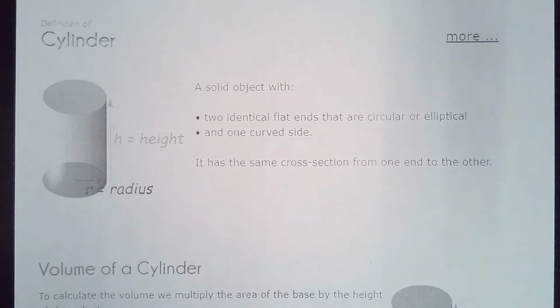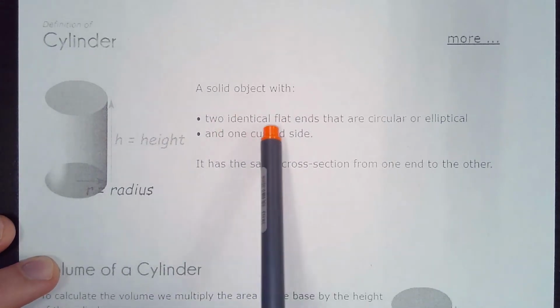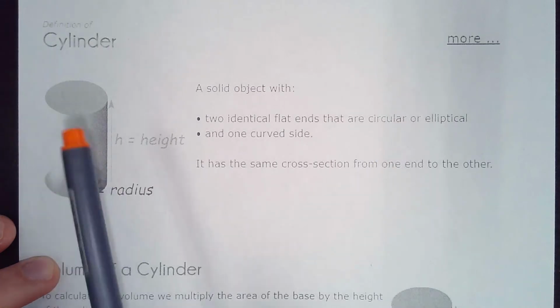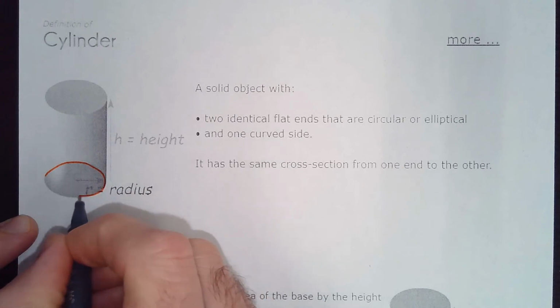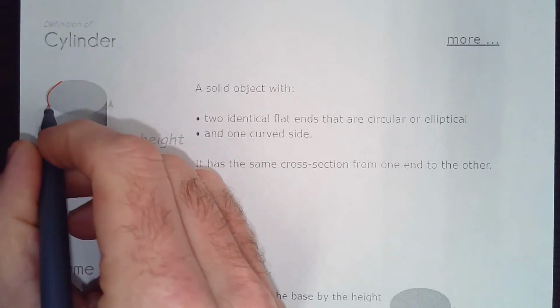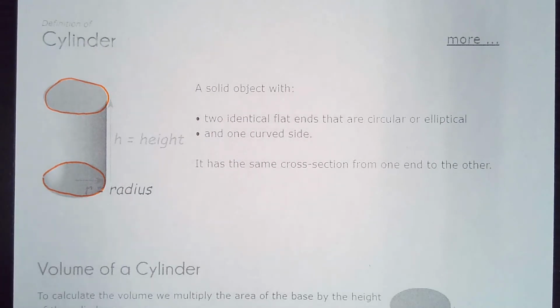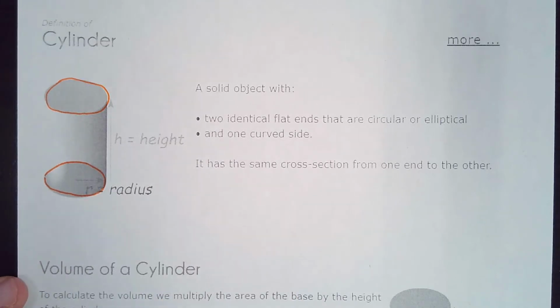So first of all, let's remind ourselves what a cylinder is. A cylinder is a solid object with two identical flat ends that are circular. So two circles that are exactly the same. You can kind of think of a soda can or something like that. Two circles on either end that are exactly the same, and then they have a distance or a height between them.